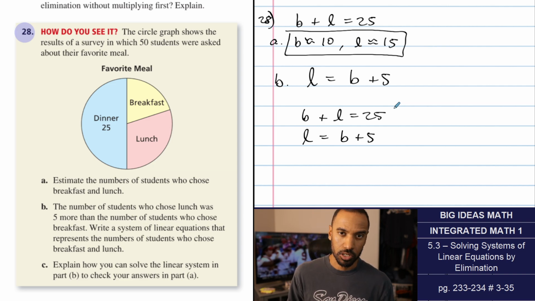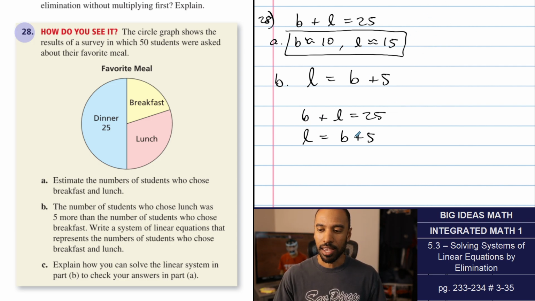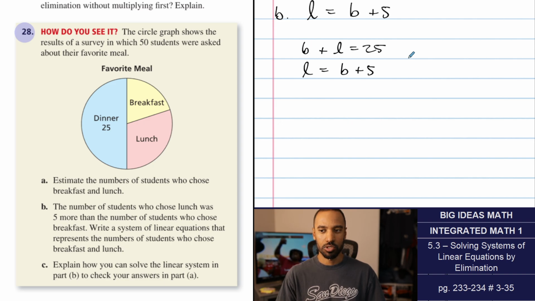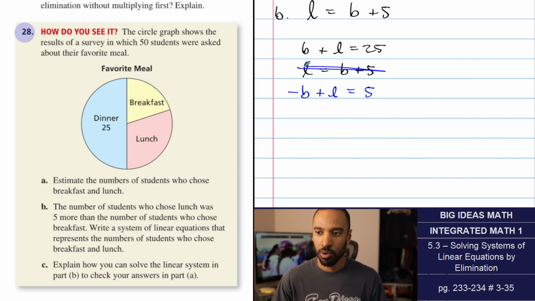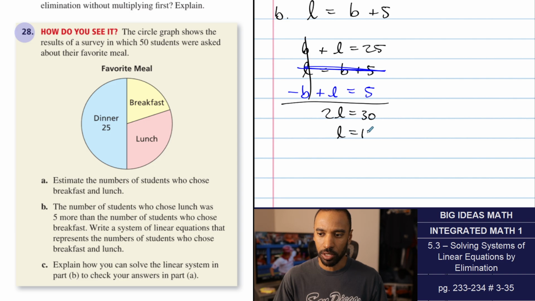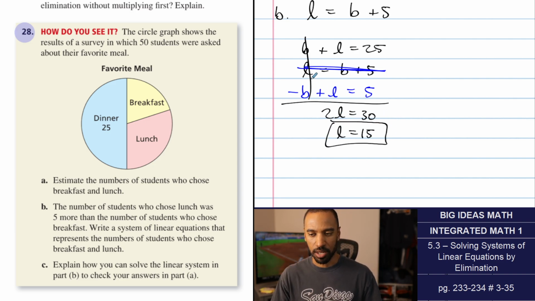Interestingly enough, I would actually use substitution, not elimination, because L is already isolated. Although you could subtract B over and make it eliminate. You know what? It is the elimination section. Let's go back and use elimination for this. I'm going to subtract B from both sides. This becomes negative B plus L equals 5. Ignore this equation now, and now we can go to work on this. Eliminate B's. You get 2L equals 30. Divide both sides by 2, you get L equals 15. So my explanation: elimination by putting the variables on the same side of the equation.